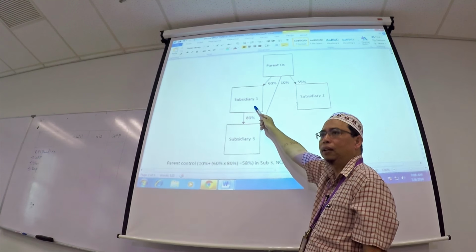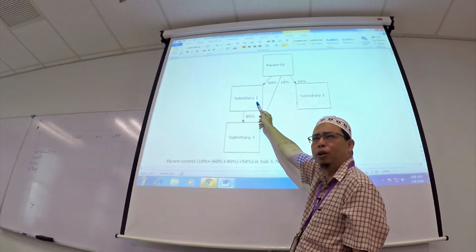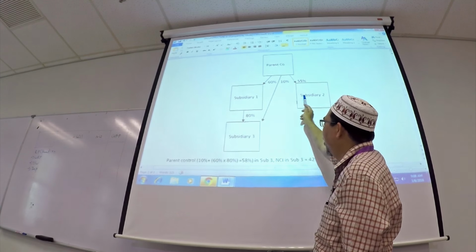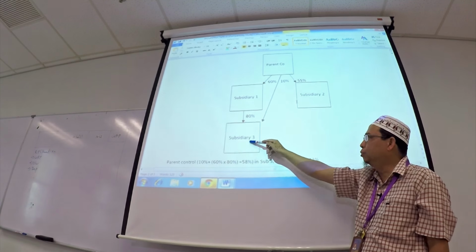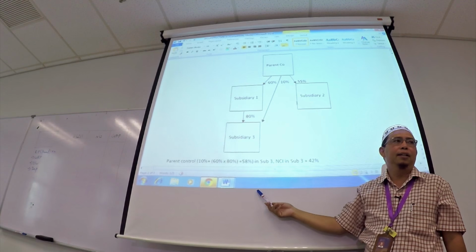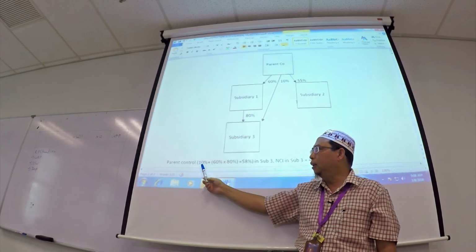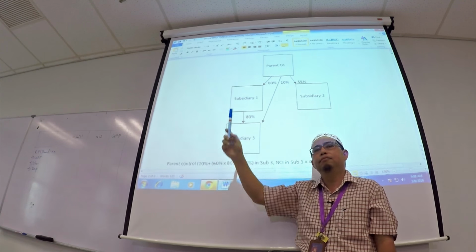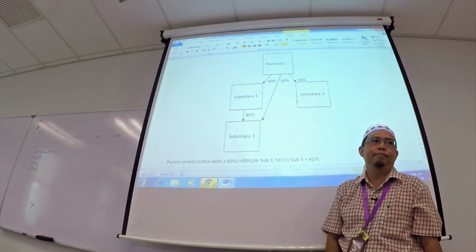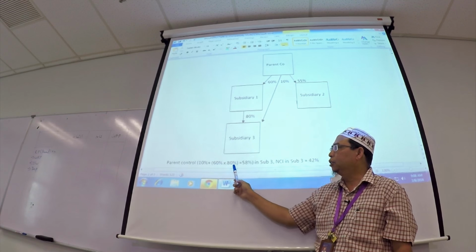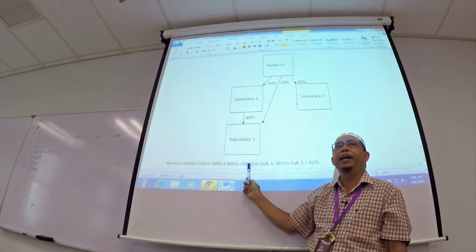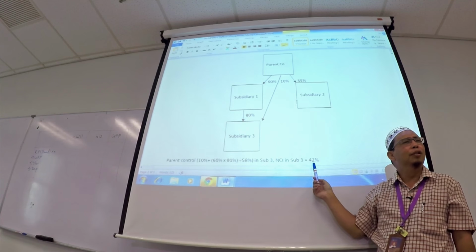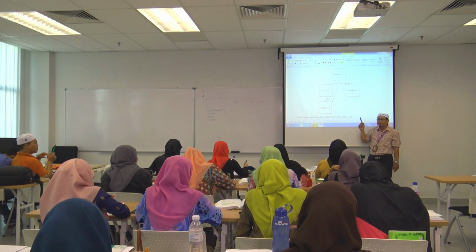These two you don't have to calculate. This one, NCI is 40%. This one, NCI 45%. It's easy. But for this one, this is how you calculate it. The parent control, again, the direct, which is 10%, and the indirect. This one is indirect. 60 times 80 plus 10 becomes 58. So NCI 42. Mixed group. Any question?